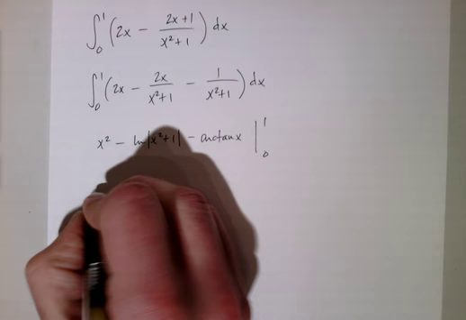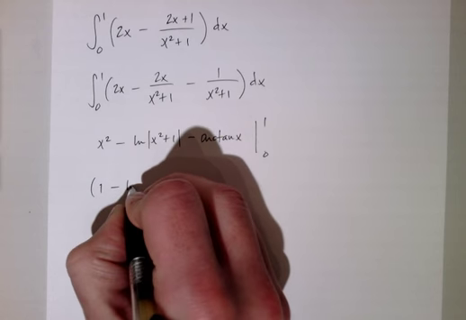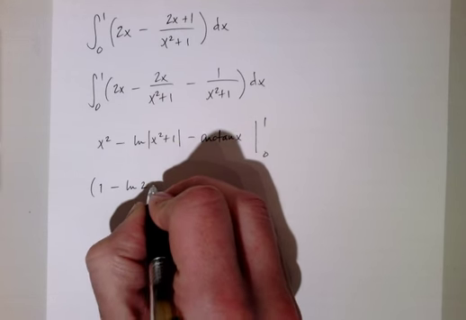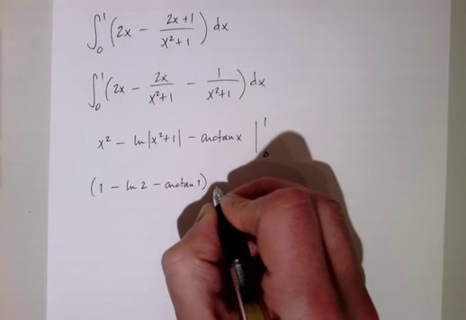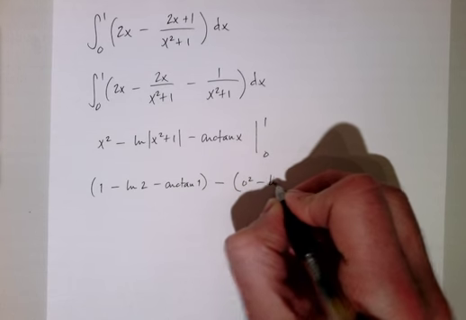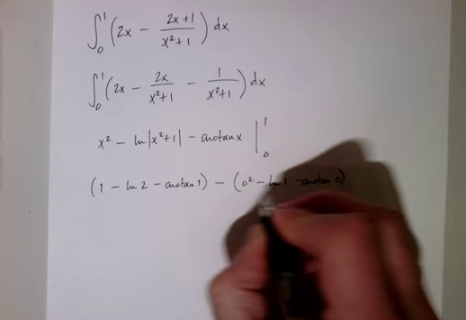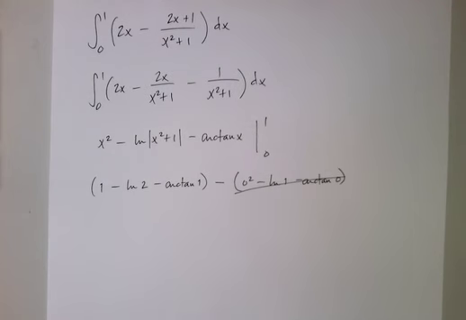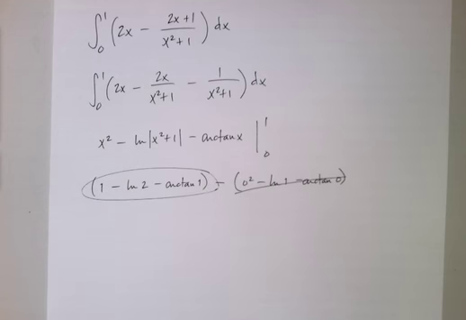Okay. So we wind up with 1 minus natural log 2 minus arctan 1, minus 0 squared minus natural log 1 minus arctan of 0. Now all of that is 0 right there. And so what you really have is that right there is your answer. That's 1 minus natural log 2 minus arctan 1. And that can be popped into your calculator and evaluated.